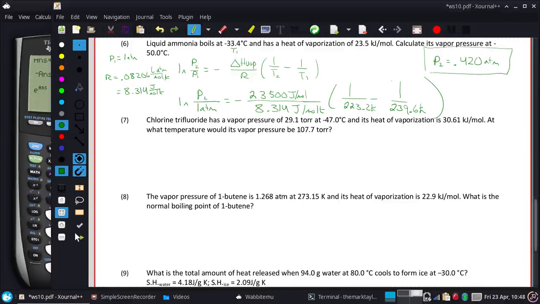Now what we're seeing is we lowered the temperature, and since we lowered the temperature, the vapor pressure went down. And that is typically what we see for all substances. About the only way it would actually go up is if the heat of vaporization was somehow a negative value, and it will never be. So you can guarantee if you lower the temperature, you're lowering the vapor pressure.